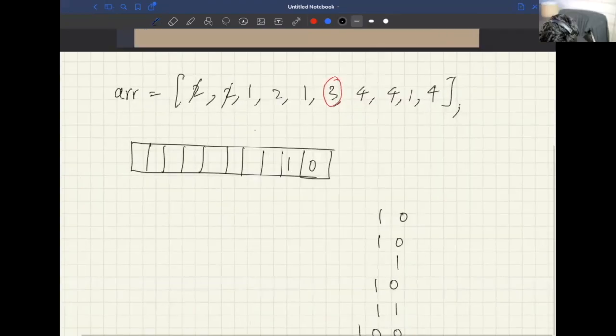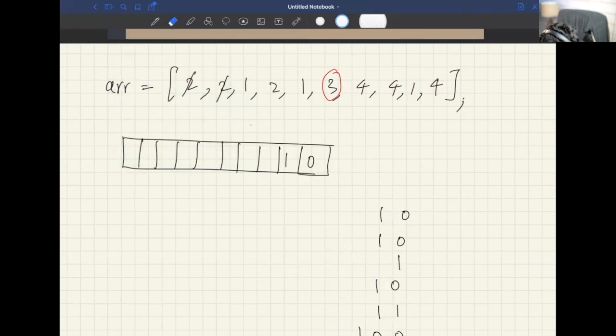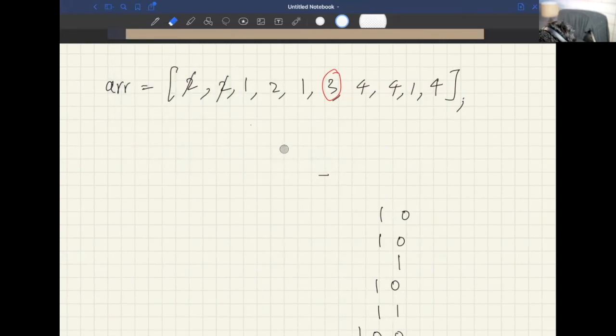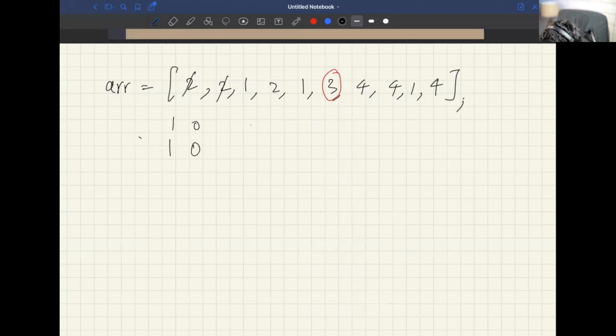Just 1 second, I'm going to clear this. Write it again. Okay, so basically 2 is equal to 1 0, and again 1 0, and so on, then 1 0 0 for 4.